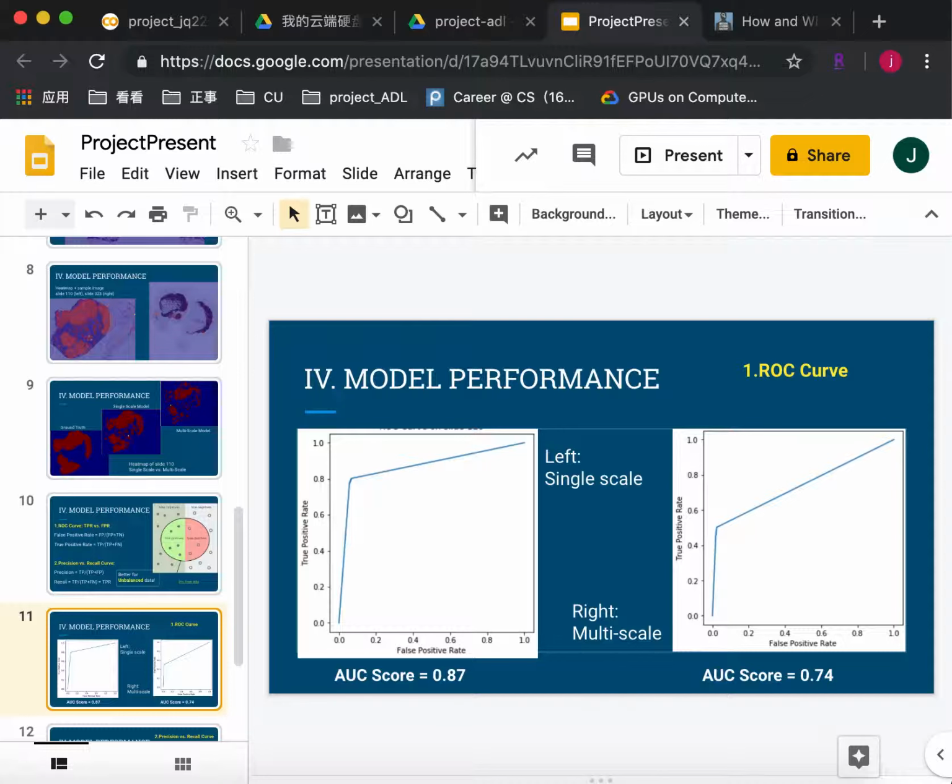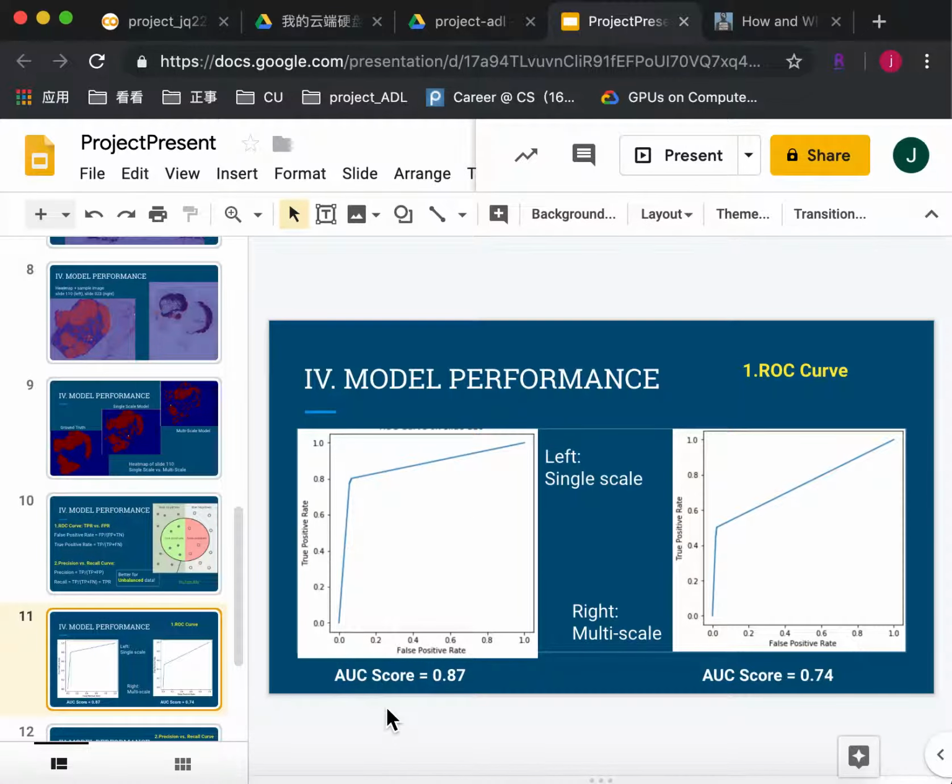We could compare the two models by directly looking at their curves. If it deviates from the diagonal, it has a better performance. So obviously, we could see that the left one is better because it's much higher and much farther away from the diagonal.